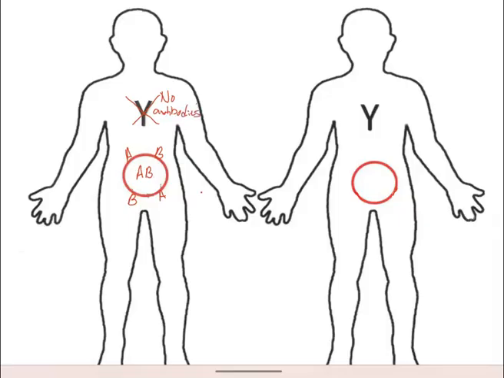Now let's talk about the O-type person. What type of antigens would they have? Could they have A or B on their red blood cells? No, they would not. So they would have naturally occurring A and B antibodies in their plasma. Again, we do not want agglutination happening inside the body.